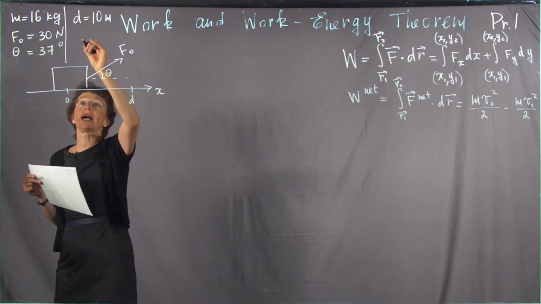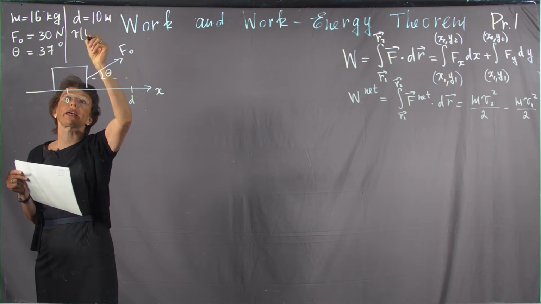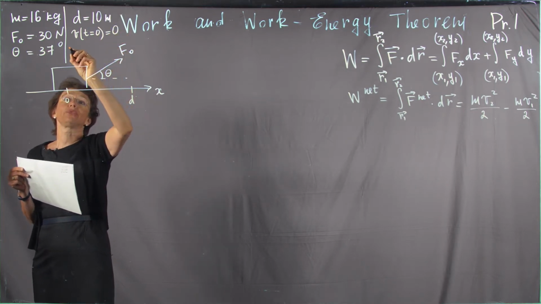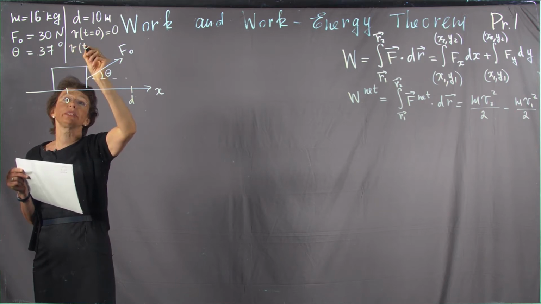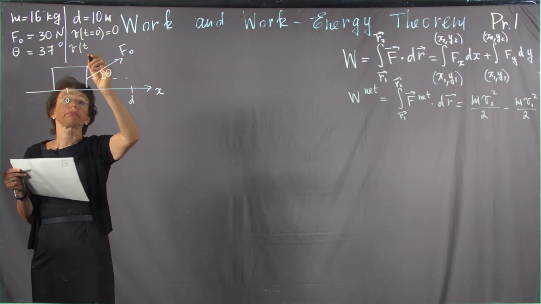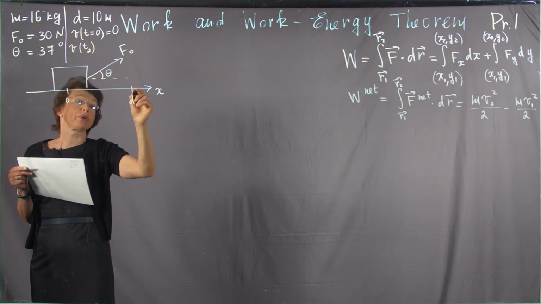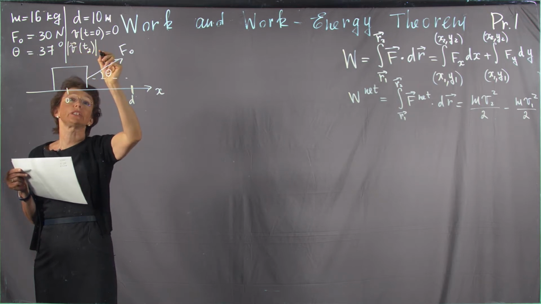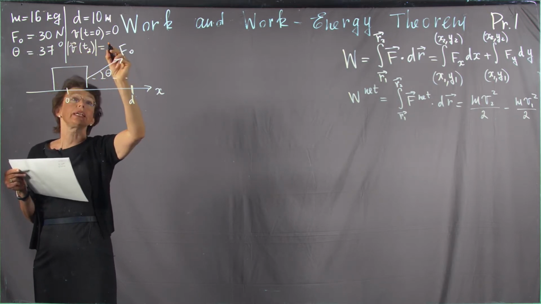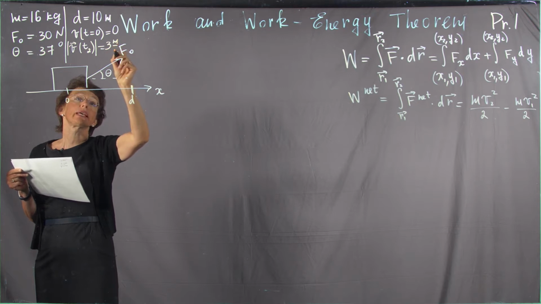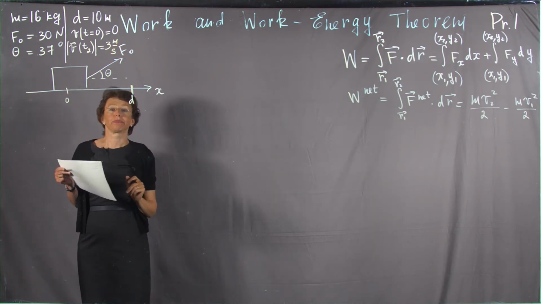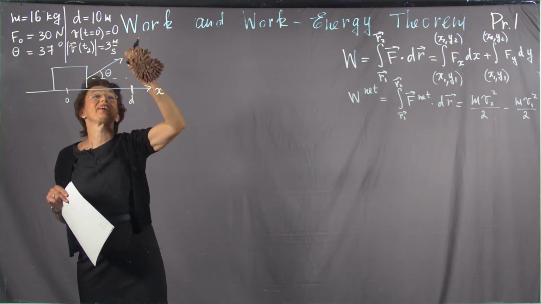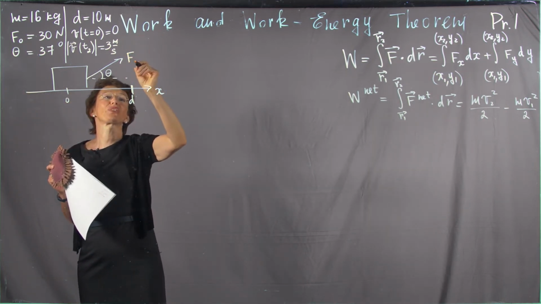We also are given that block starts from rest. Velocity at time moment 0 is 0. And at time t2, when the block is at point D, the magnitude of the velocity is given. It is 3 meters per second. So I will move F naught a little bit to have it less crowded. This is force F naught.